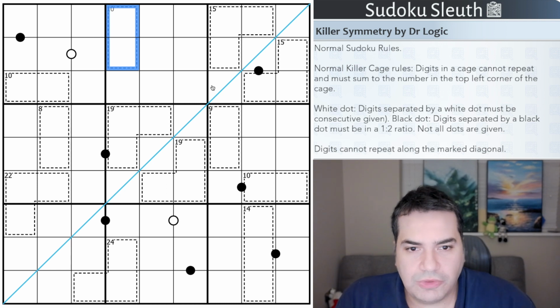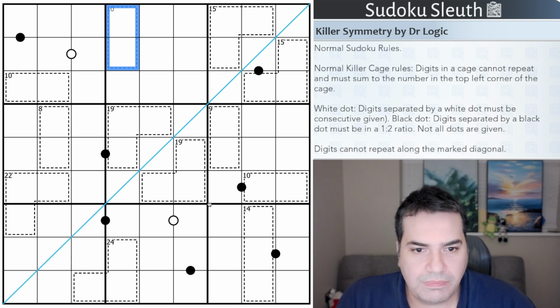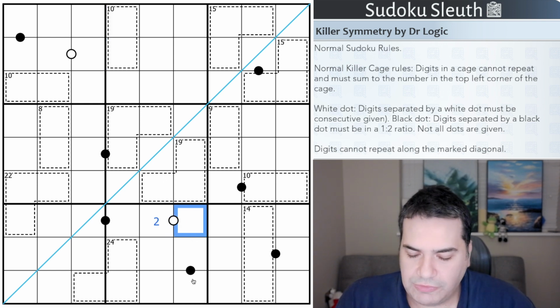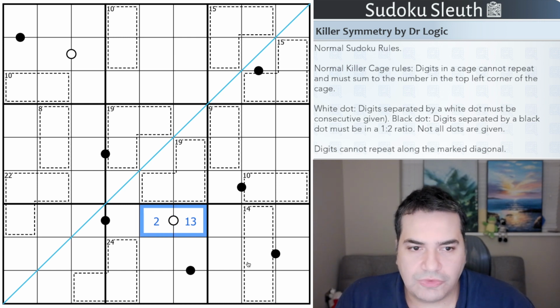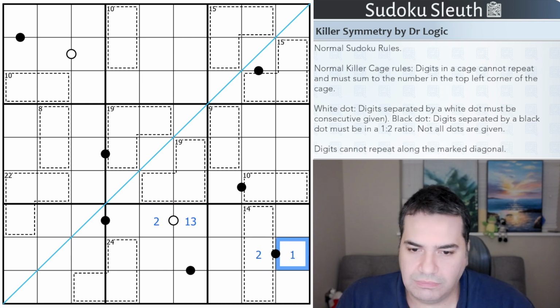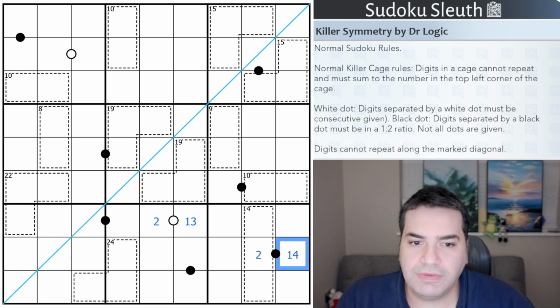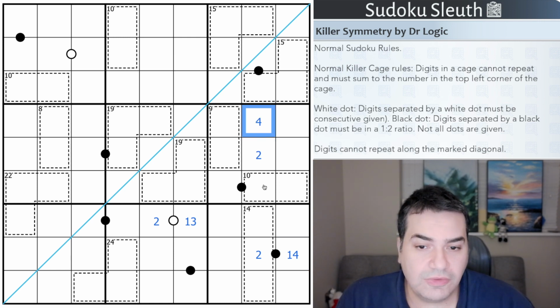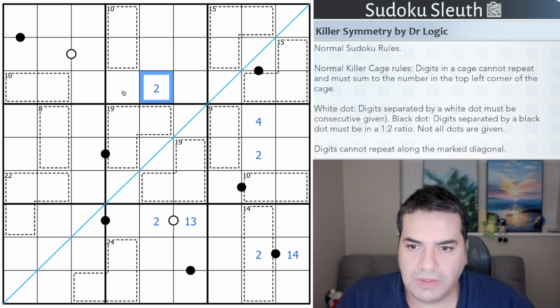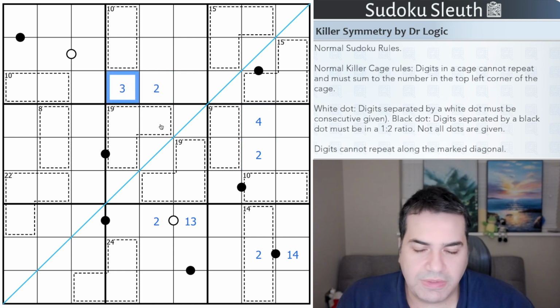Now, we also have Kropke dots. White dots mean the digits separated by a white dot must be consecutive. So if that's a 2, that would have to be 1 or 3 to be consecutive. Black dots must be in a ratio of 1 to 2. So if that's a 2, that could literally be 1, as in 1 to 2, or it could be 4. As long as one is double the other, you are good to go. Not all dots are given, so nothing wrong with us having something like this, that doesn't require a black dot, and nothing wrong with us having something like this, actually even better, that doesn't require a white dot.